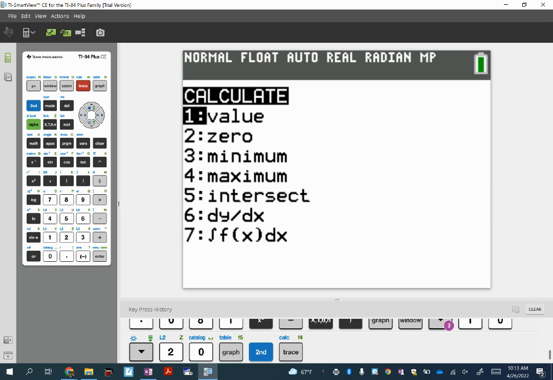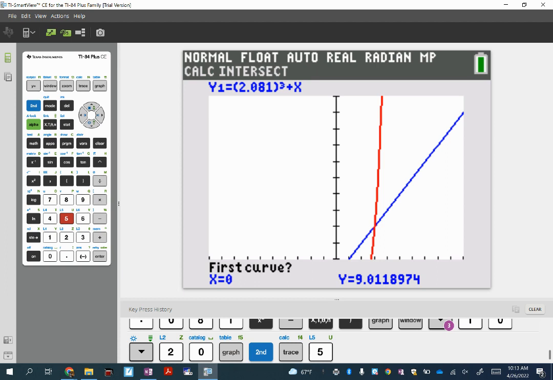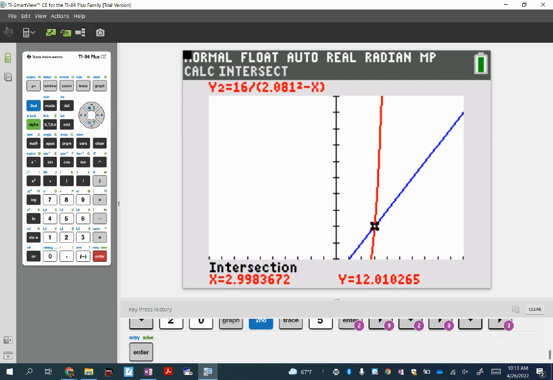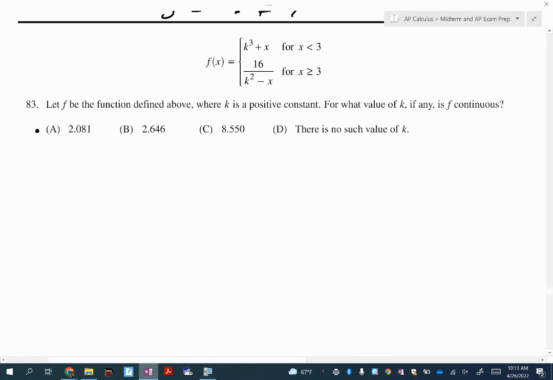Intersection. So 5. And the first curve is the blue one. Second curve is the red one. My guess is going to be around 3. There we go. I'll guess right around here. And you can see the intersection happens at 2.9983672, which is essentially 3. So this would show you that it's continuous if we use this value A as k. So that one worked out. If it didn't work out, I would just type in the next ones. And if all 3 didn't work out, I would pick D.